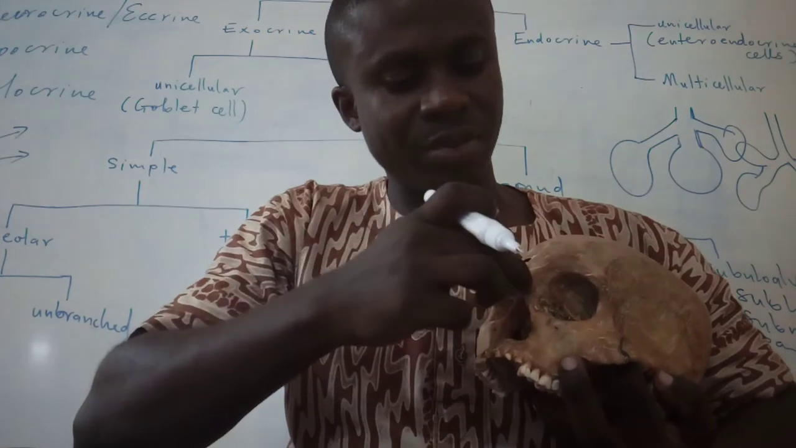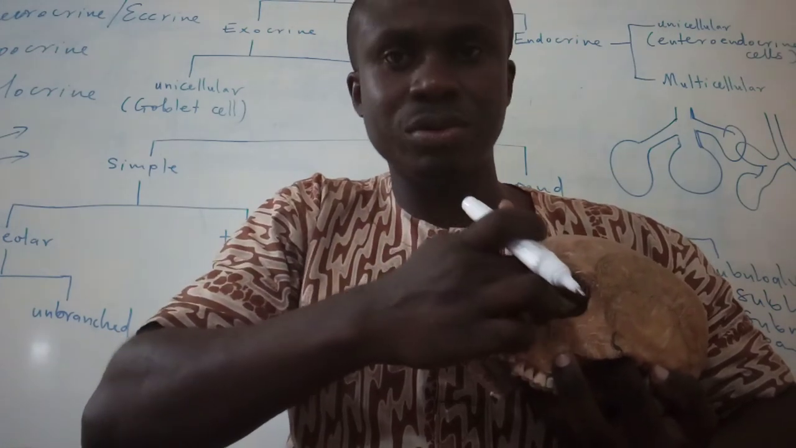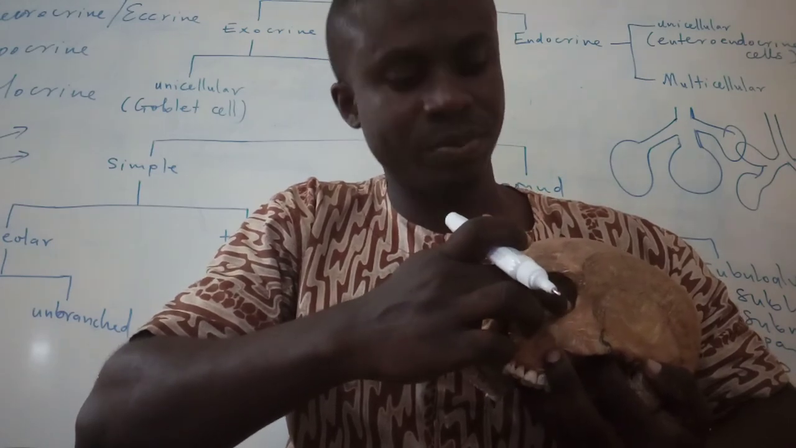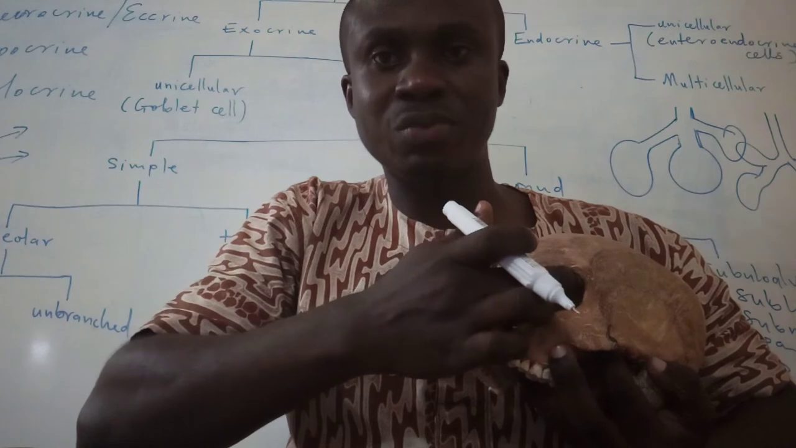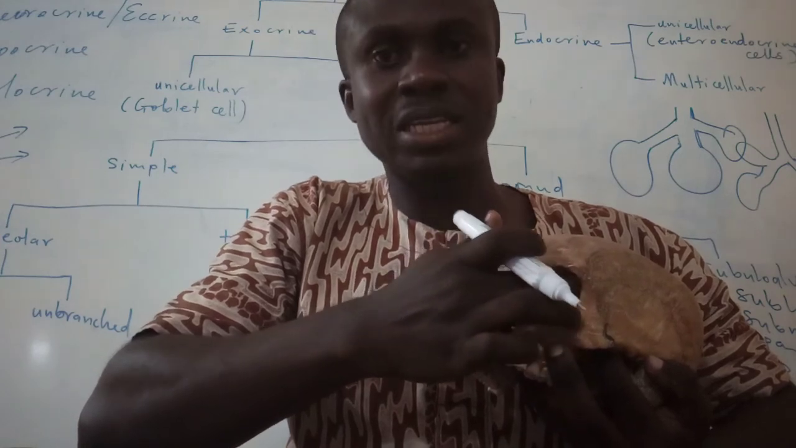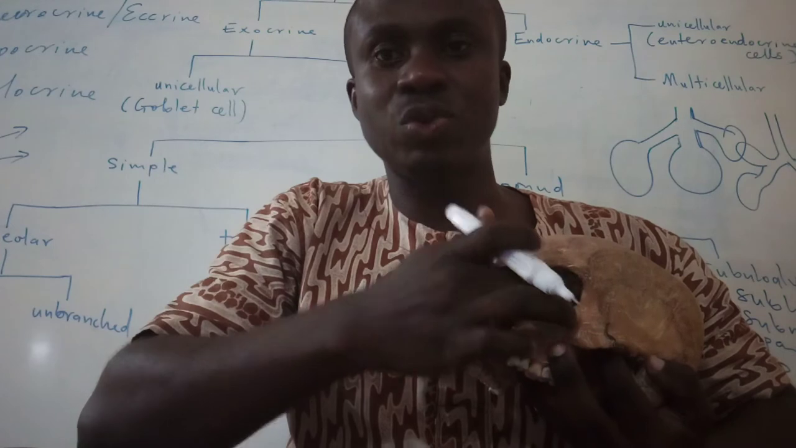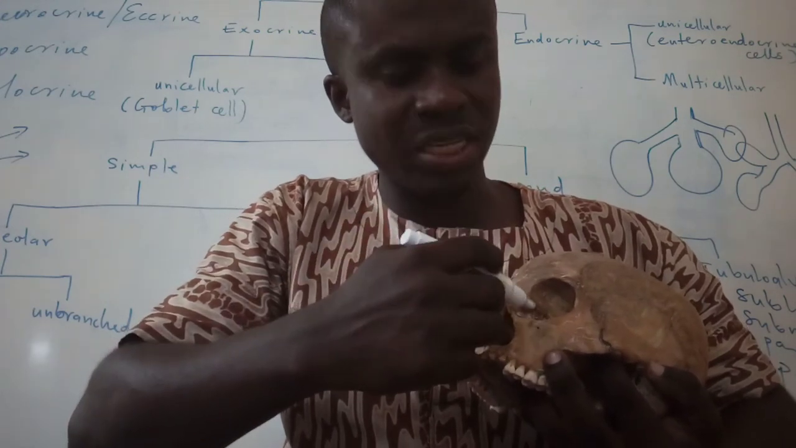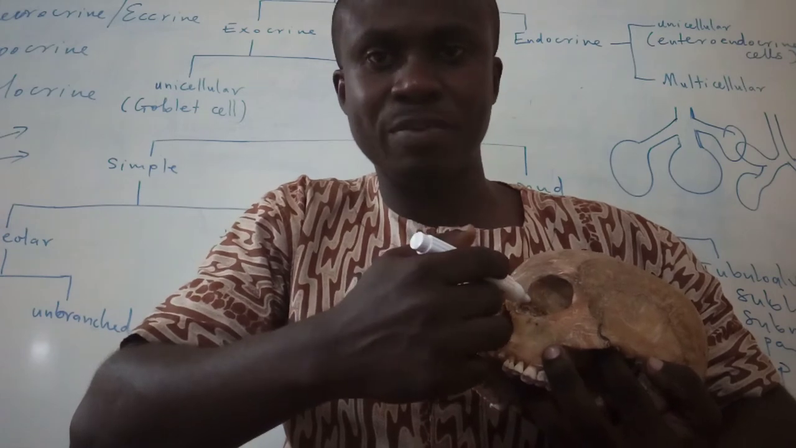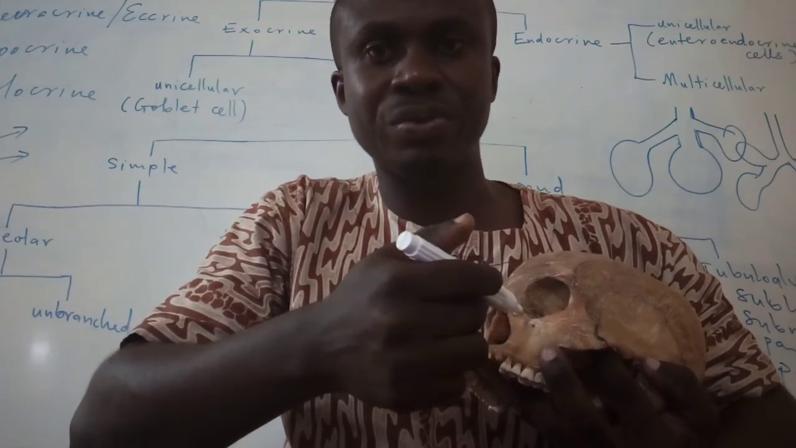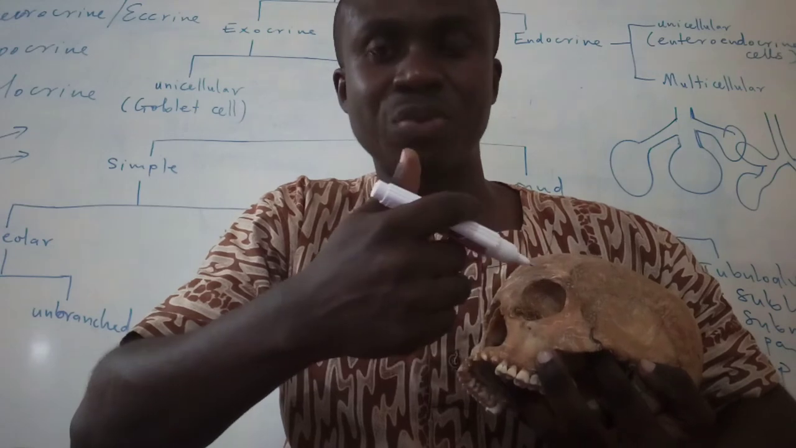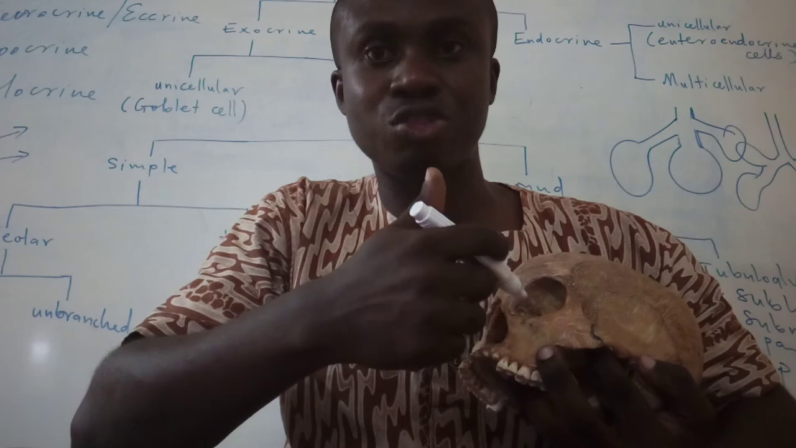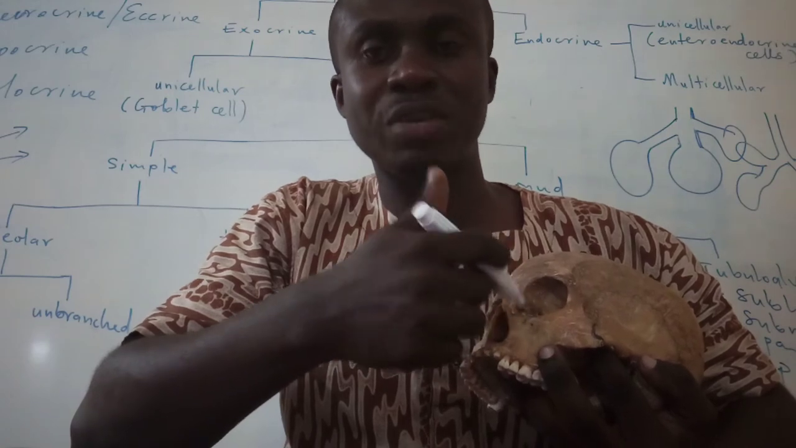And then the lateral wall will be formed by a portion of the zygomatic bone, as well as a portion of the frontal bone, and mainly by the greater wing of the sphenoid, which we'll come to. Then, of course, the medial wall will be formed by the lacrimal bone. The orbital process of the ethmoidal bone will also contribute, as well as the frontal bone contributing to the formation of the medial wall.